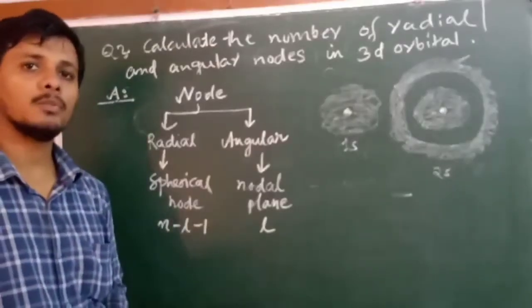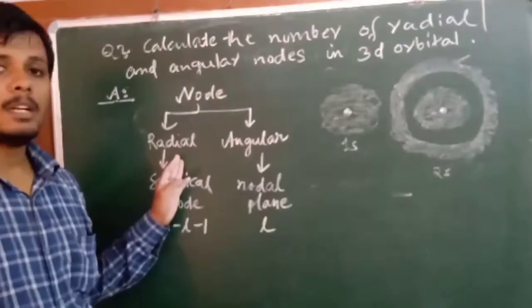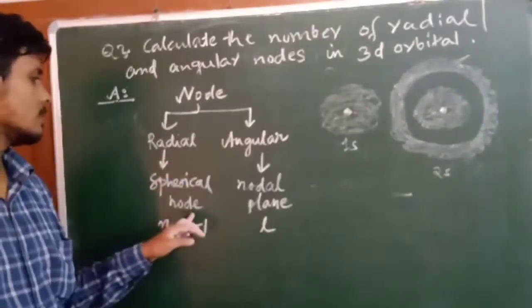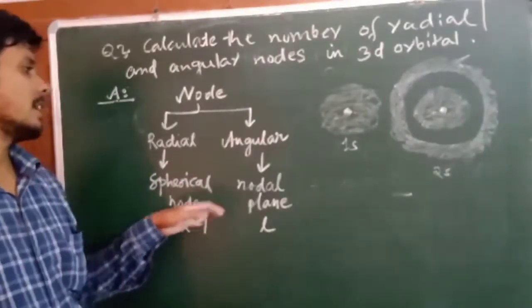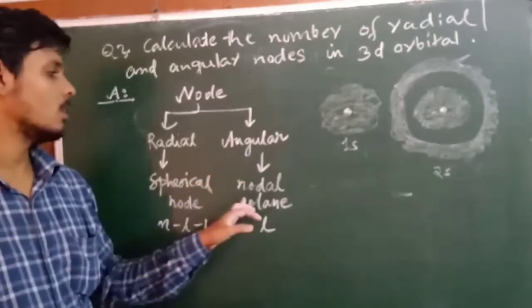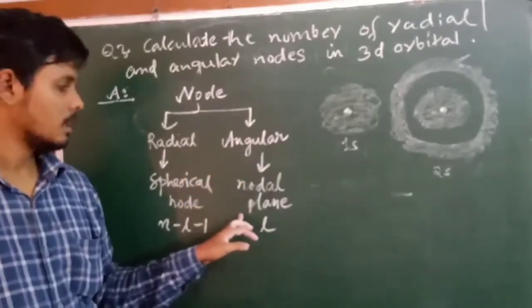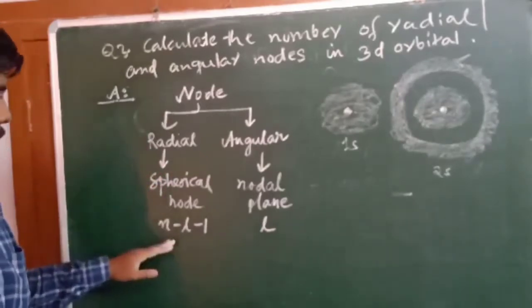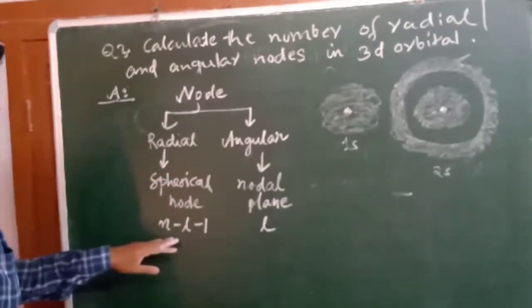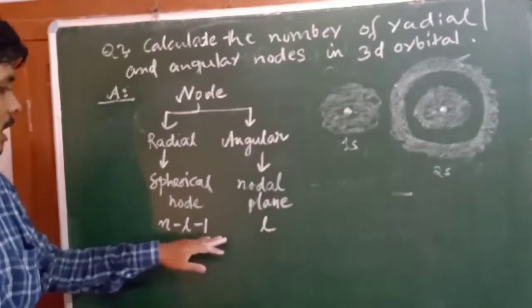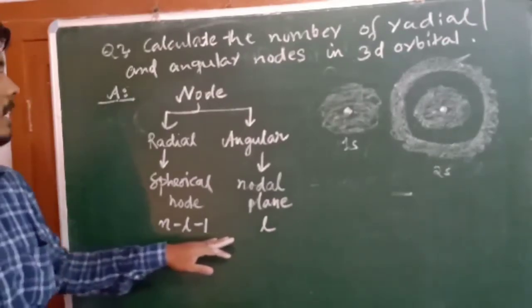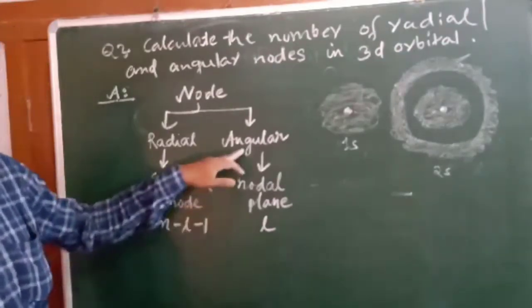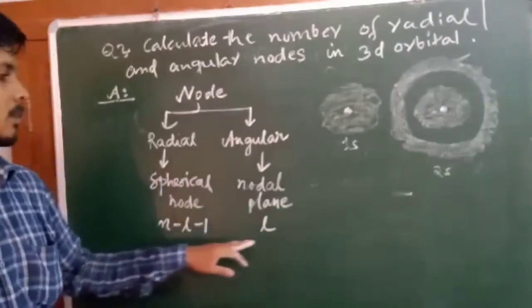There are two types of node. One is called radial node or spherical node. The second type is called angular node or a nodal plane. Now, when we talk about radial nodes, to find the number of radial nodes, this equation is used. Total number of radial nodes equals n minus l minus 1. Total number of angular nodes is equal to l.